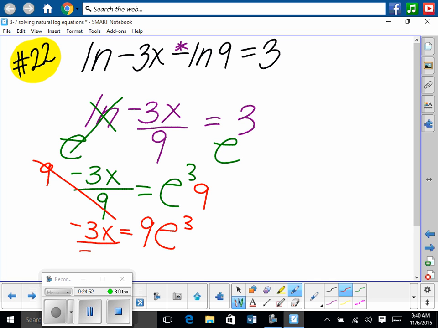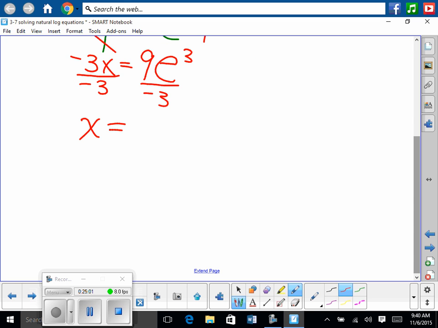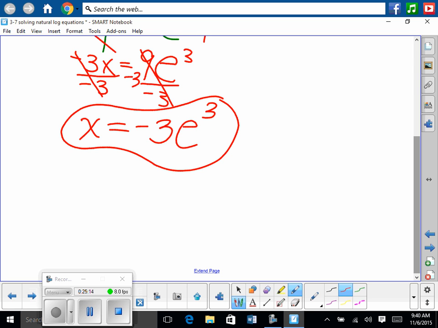Divide both sides by negative 3, right? So then what we would have is x is equal to, our negative 3's cancel out. We have x is equal to, what's 9 divided by negative 3? Negative 3, good. So we have negative 3 e to the third. This would be the appropriate answer for that. We would not calculate it. If we have an e, this is how they'd want your answer. Are we all okay with that? Okay, yes.